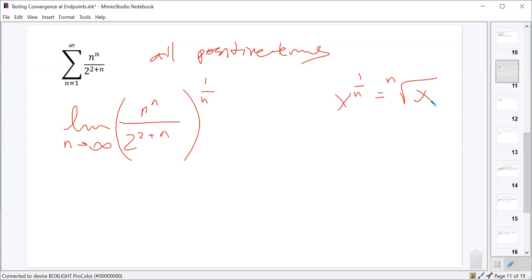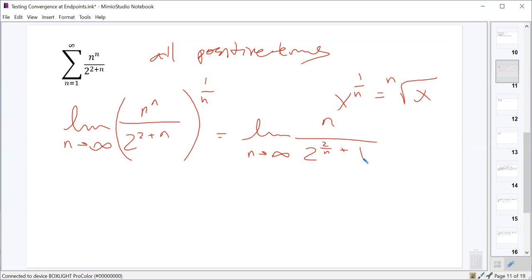Okay, perfect. So, well, this is just a fraction that's being raised to a power, right? Fraction being raised to a power means you can just distribute that power to both the numerator and the denominator. So what is that going to give us? It's going to give us the limit as n approaches infinity of n to the n to the 1 over n should be just n. And in the denominator, 2 to the 2 plus n should become 2 to the 2 over n plus 1.